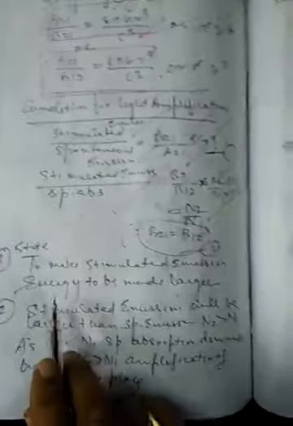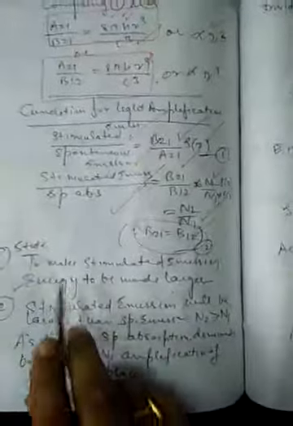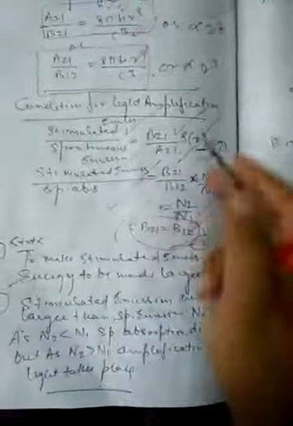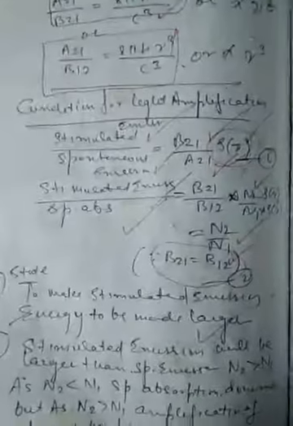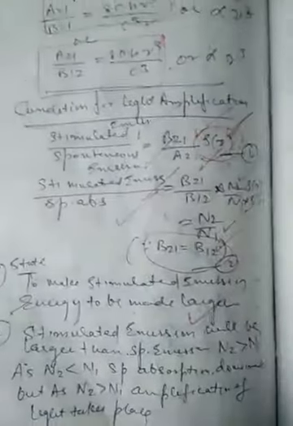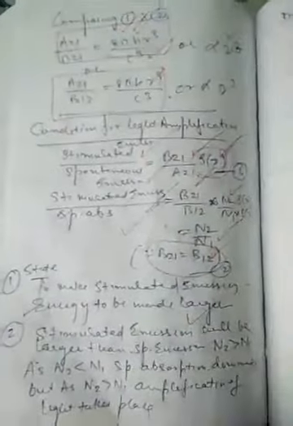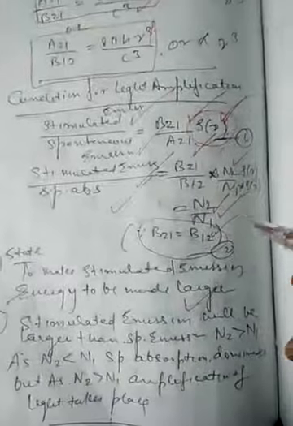Now to make stimulated emission larger, this value should be more. That means it depends upon the energy density. This equation shows that if you want more amplification, the energy density should have a larger value. Then the second part says N2 by N1, again for stimulated emission to be more, because laser action is going to take place because of the stimulated emission process.